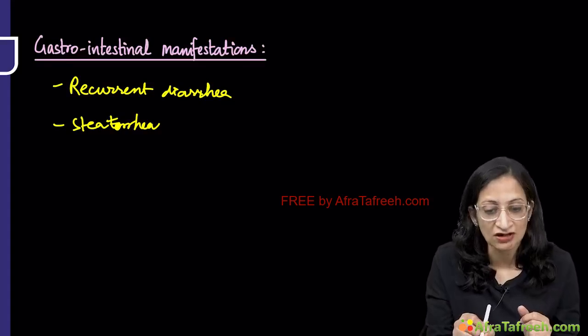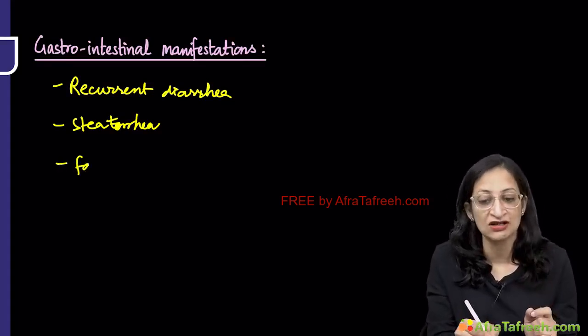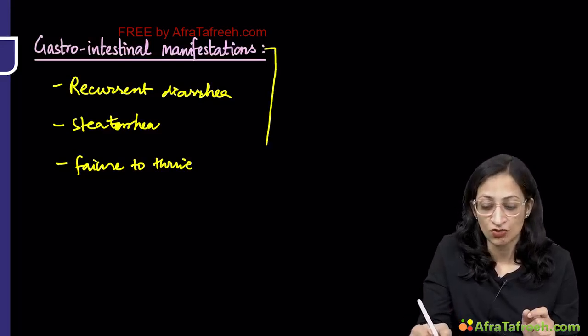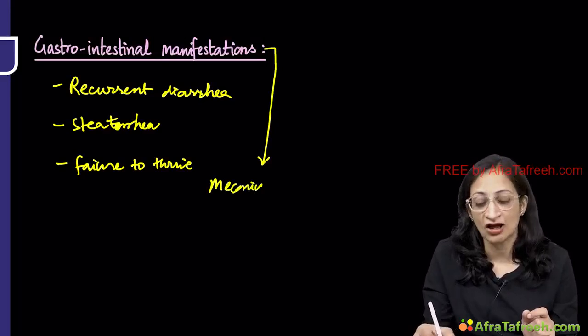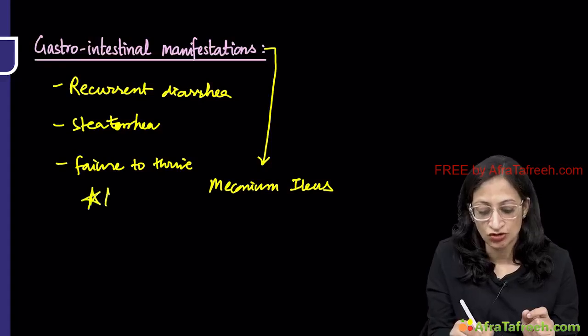So that is why you are having recurrent diarrhea, steatorrhea, and failure to thrive. Initially in the newborn period, you can have meconium plug or meconium ileus. Meconium ileus in the newborn period may require surgery. This has been asked previously, so putting a 3-star here.